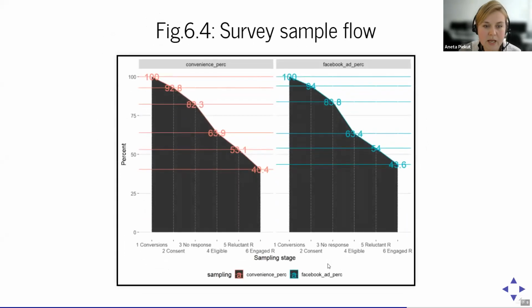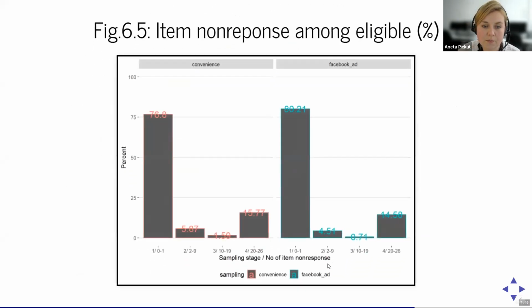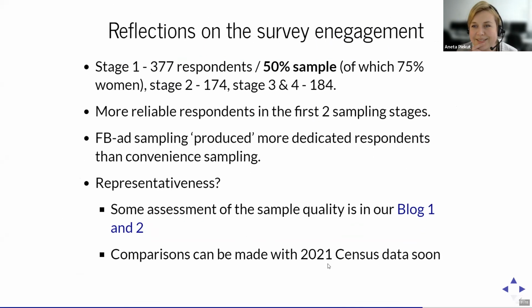And to wrap up, maybe I will not go through this couple of graphs, just to give Anya time to summarize. I compared also in these 2 graphs non-responses among the convenience sample and the Facebook ad sample. And the Facebook ad sample seems to be doing a little bit better in comparison to the convenience sample.